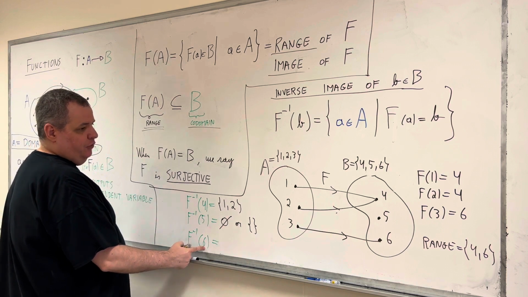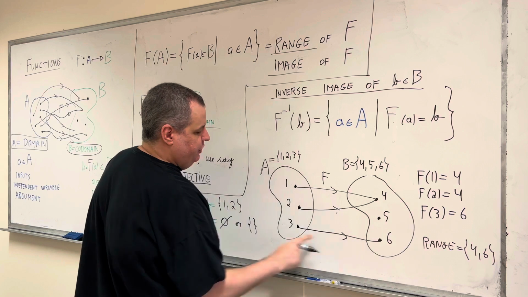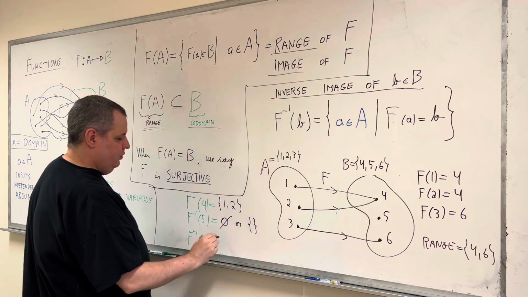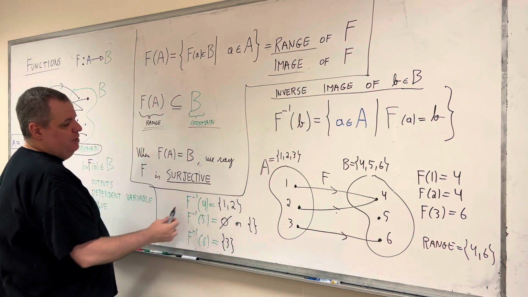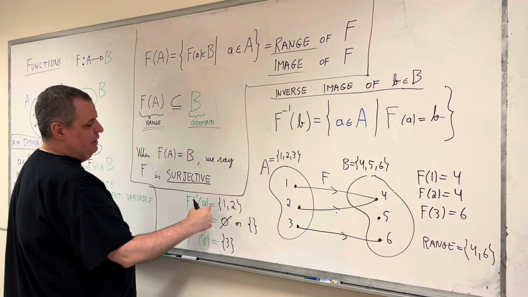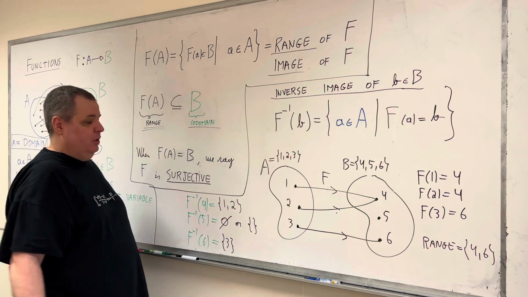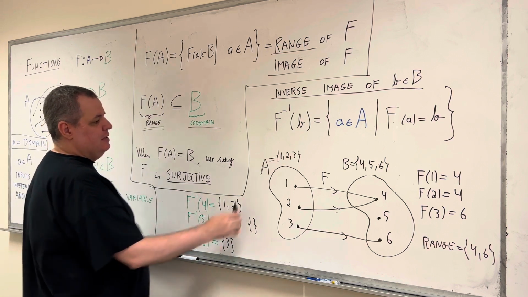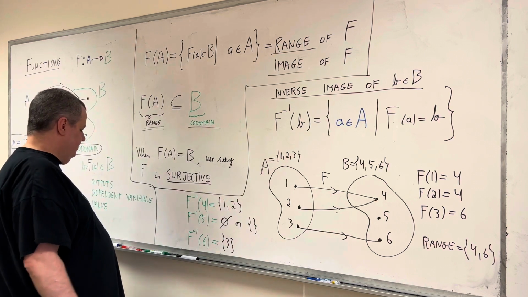What's the inverse image of 6? What are the elements of my domain that are mapped to 6? Only the 3. So the inverse image can be a set with many elements, the empty set, a set with a single element. Okay? But in all cases, it's a subset of my domain, the inverse image. All right?